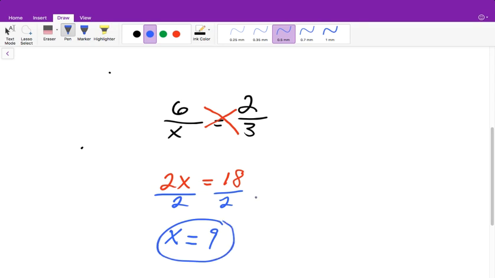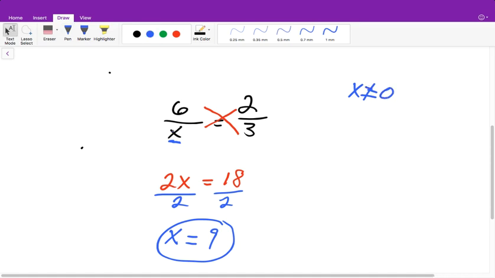All right, now recall, we have to state our restrictions for our x. So since x is in our denominator, we need to say what value x cannot be. And since it's not being added or subtracted to anything, x just cannot equal 0, because if x were to equal 0, we would have an undefined fraction. All right, there's just two more examples we're going to go through.